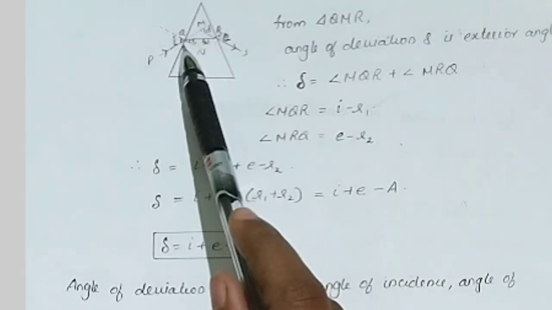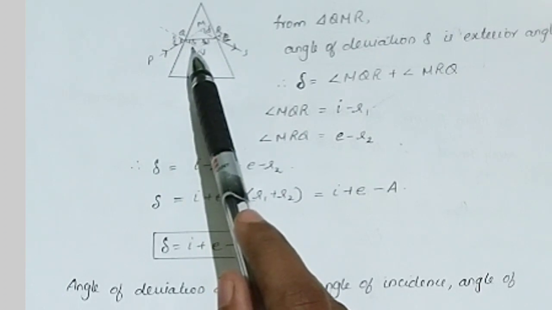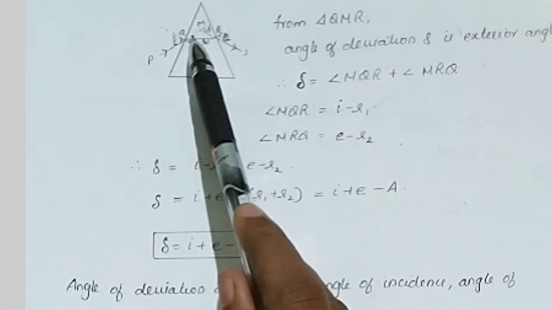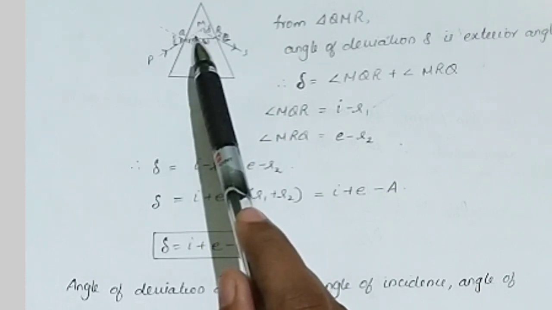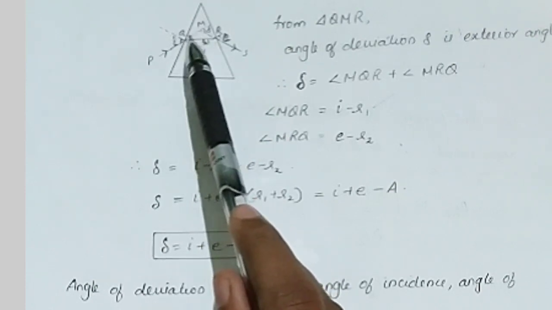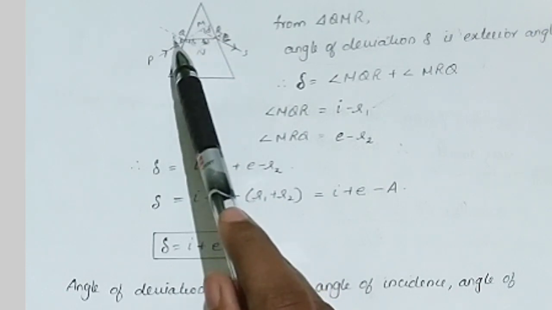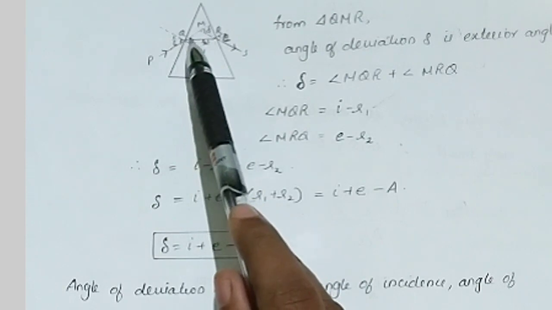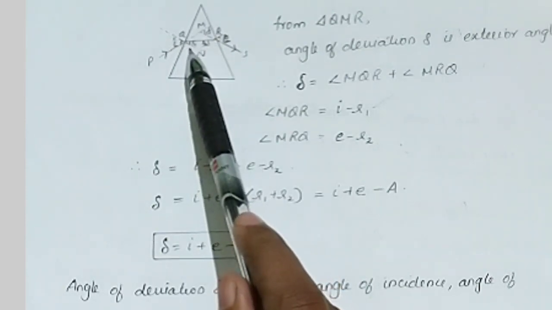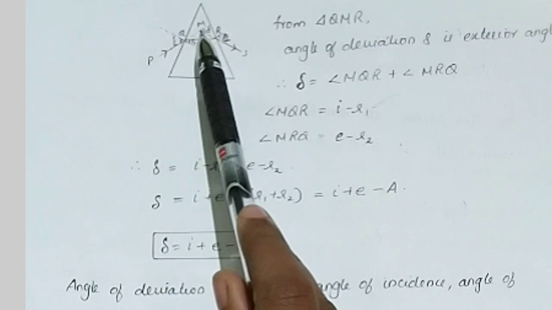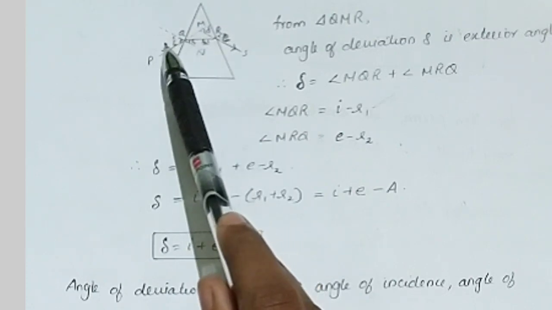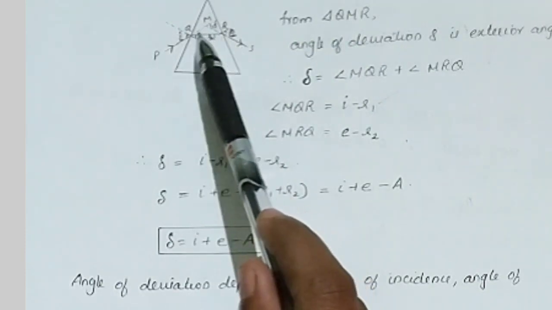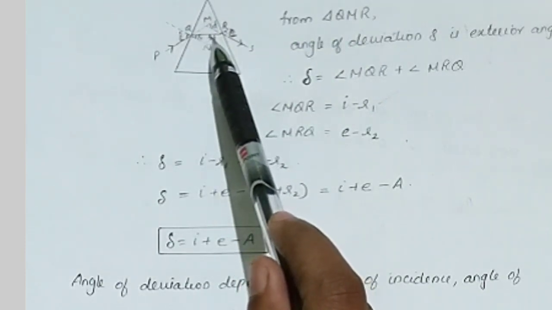Now if you observe the figure carefully, we can say that the angle MQR is obtained by I minus R1, because angle MQR plus angle R1 is the angle of incidence itself. They are the opposite angles, as you can see in the figure. So the angle MQR can be obtained as I minus R1. Similarly, on the other side, the angle MRQ can be written as E minus R2.